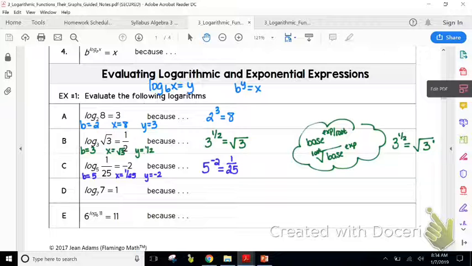All right, what about D? Still in log form, so what is your base? Log base b of x. What is x? 7. And what is y? 1.